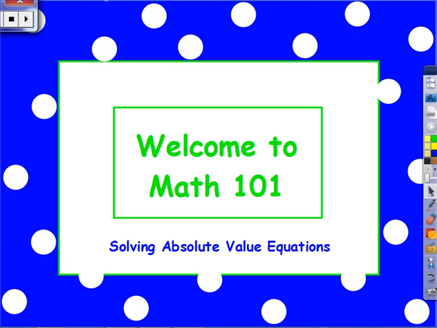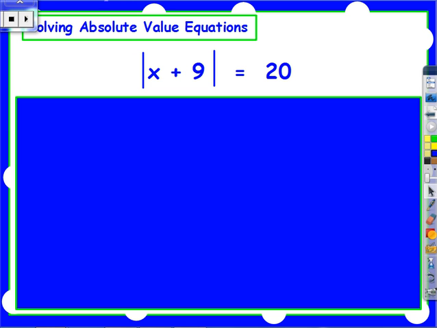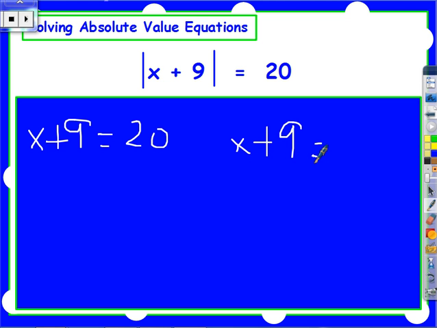Today we're going to look at solving absolute value equations. When you have an equation with an absolute value symbol, you work it once just the way it's written. So I'll just rewrite x plus 9 equals 20. And then once with the right hand side where you actually change the sign.